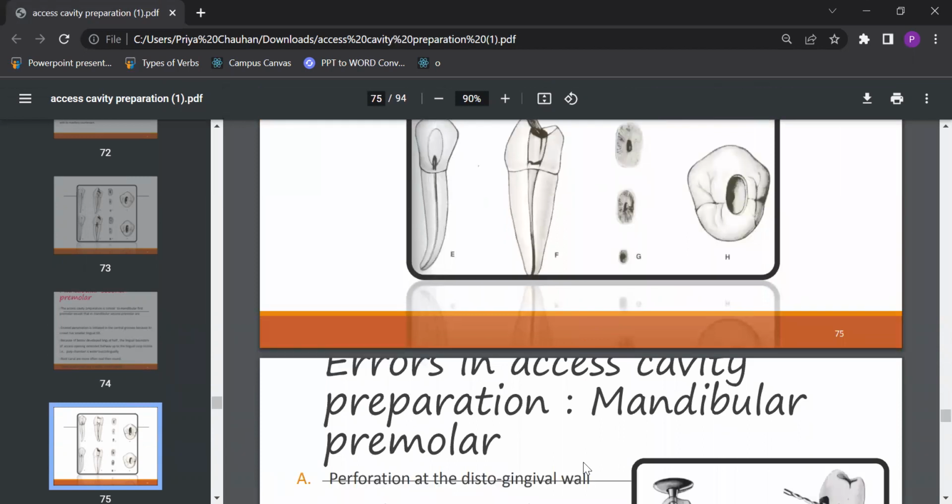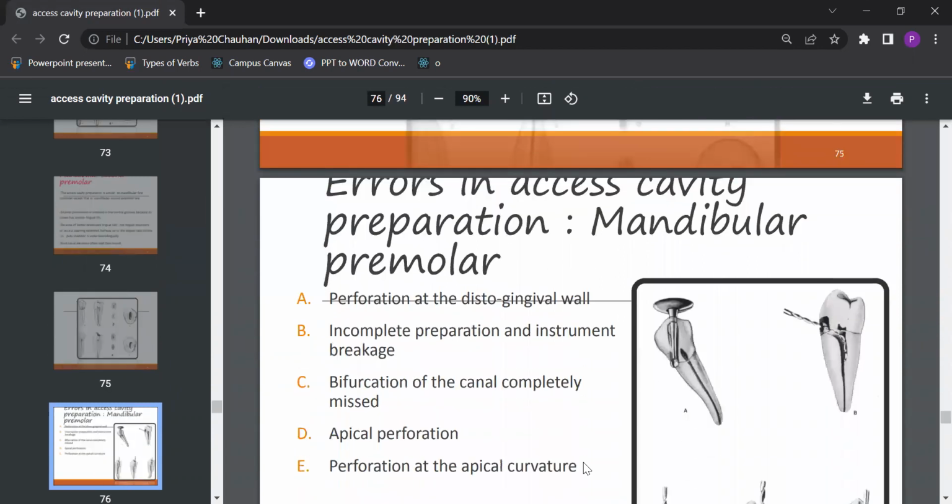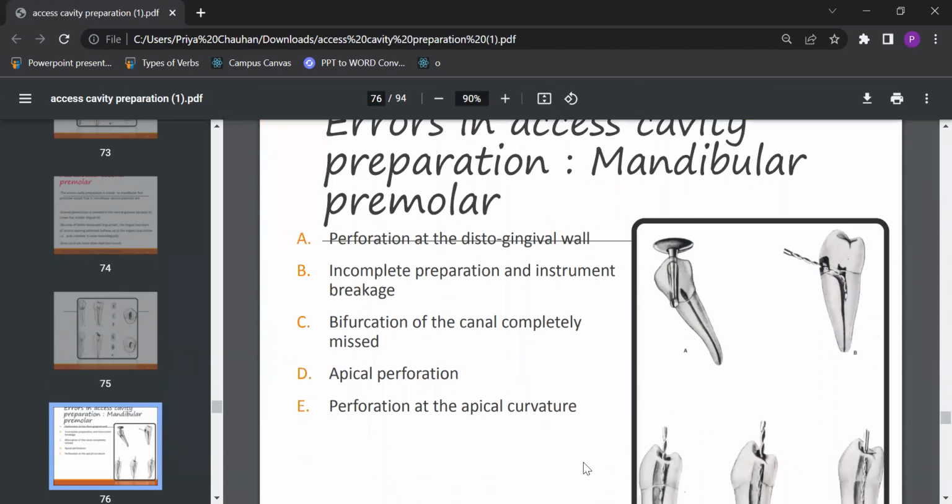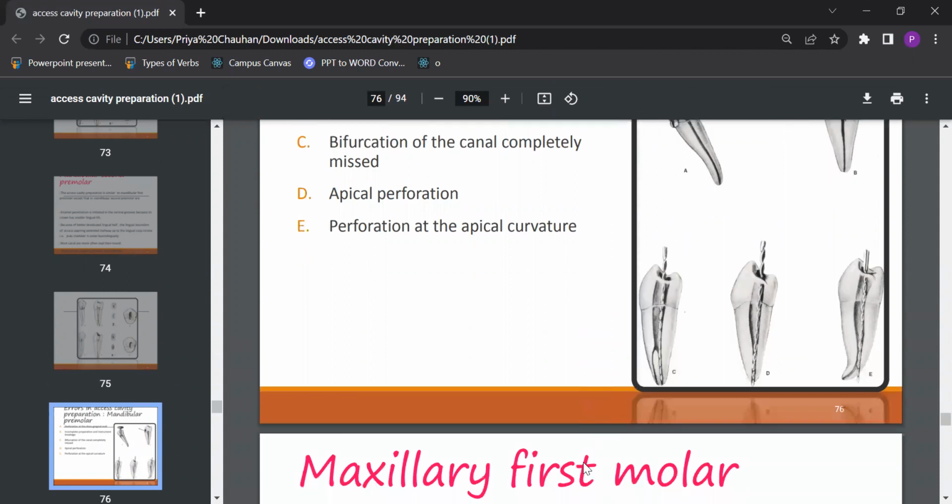Errors in cavity preparation in mandibular premolar: perforation of the distal gingival wall, incomplete preparation, instrument breakage, bifurcation of the canal completely missed, apical perforation at the apical curvature.